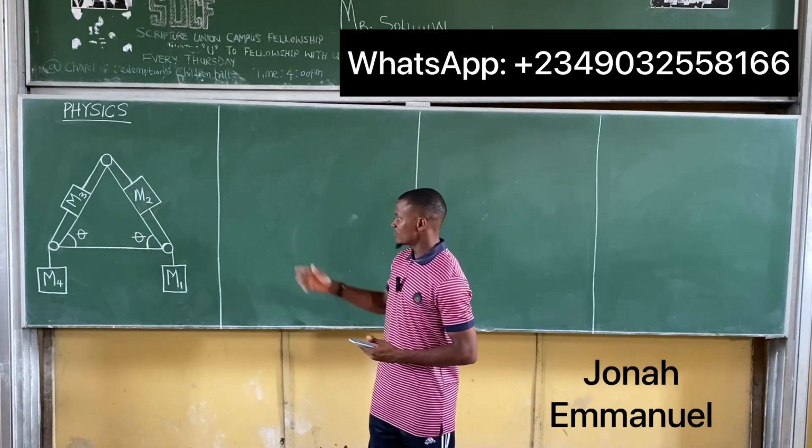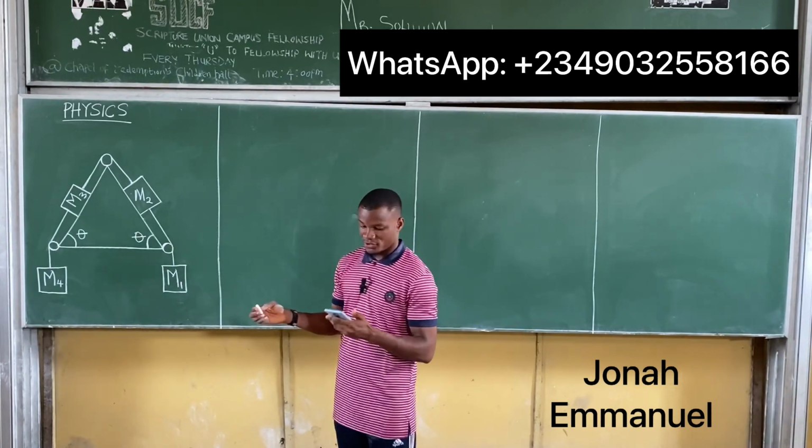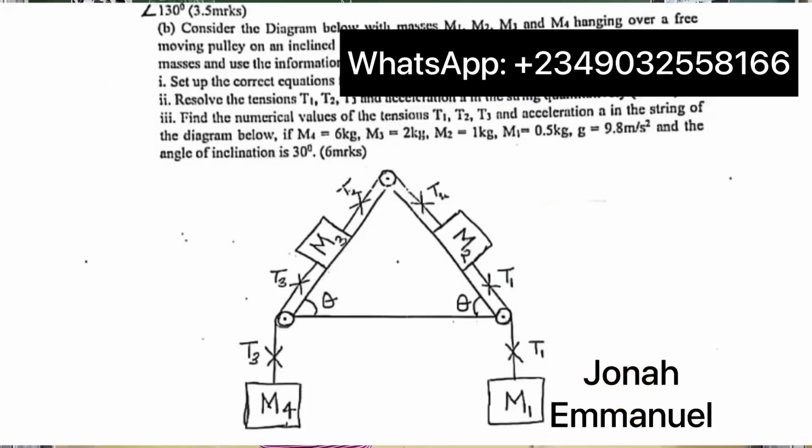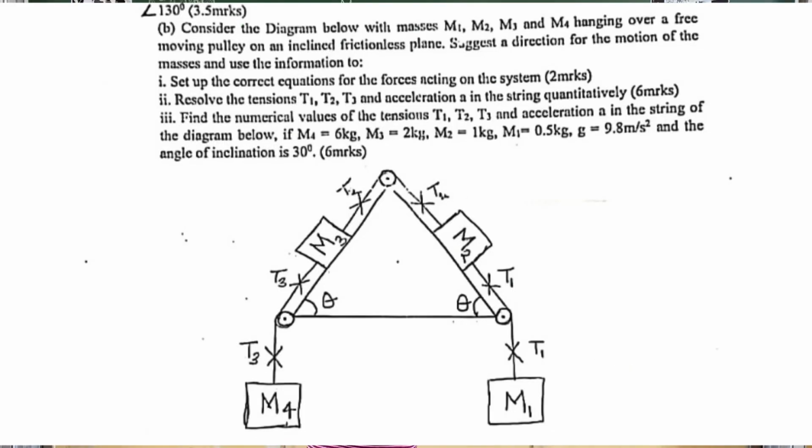All right, now back to our question. Let's take the question here. The question says, consider the diagram below with masses M1, M2, M3, and M4 hanging over a free-moving pulley on an inclined frictionless plane. Suggest a direction for the motion of the masses and use the information to, number one, set up the correct equation of the forces acting on the system. Also, we'll take them one after the other.